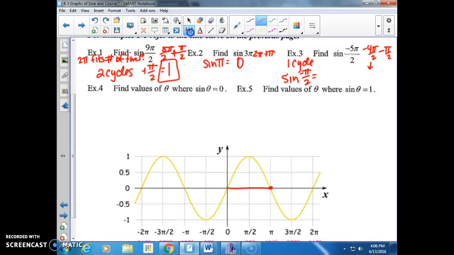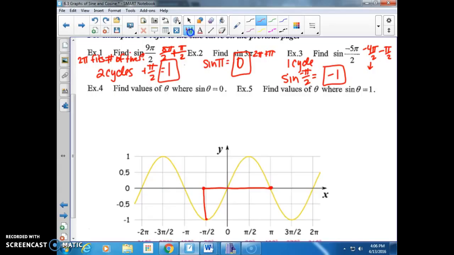So because it repeats this way, I don't have to do all of them. So negative pi over 2 would be going left, and then my height would be a negative value, and for me it would be negative 1. So my answer here is negative 1. All right, so that's how you evaluate. You just look at the graph, you figure out how many cycles it is, and then you end up producing it. So, find the values of theta where the sine of theta equals 0.